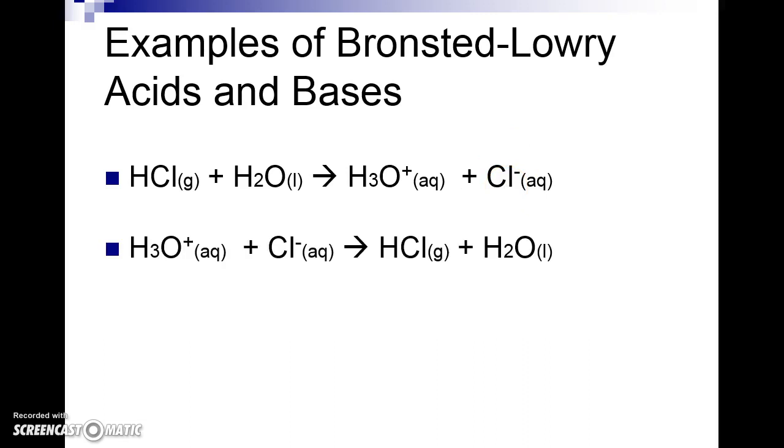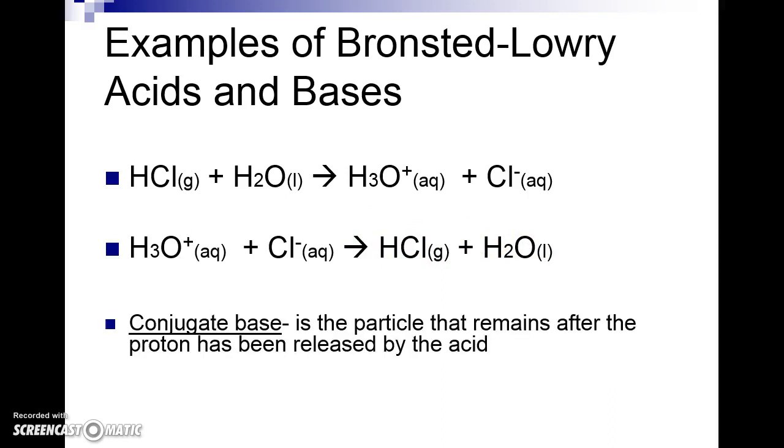We can also reverse that same equation and say, okay, well, we have this H3O+, which is that hydronium ion. We combine it with chlorine, we're going to make that hydrochloric acid back, and then also make water. We're going to have the reverse of that reaction. There's some terms that we need to look at. It's a conjugate base and a conjugate acid. A conjugate base is the particle that remains after the proton has been released by the acid. Let's think about that. The particle that remains after the proton has been released by the acid. We know that hydrochloric acid is our acid.